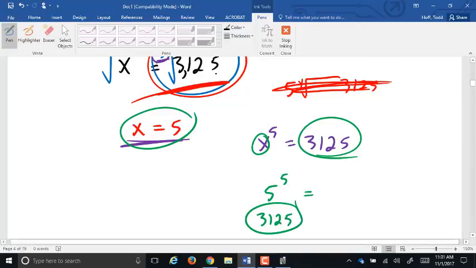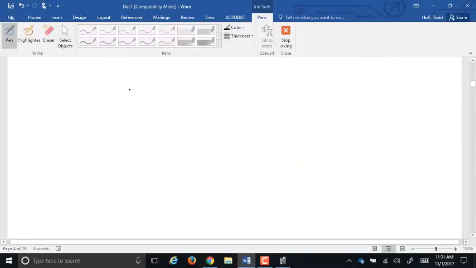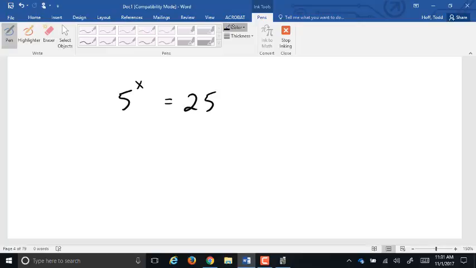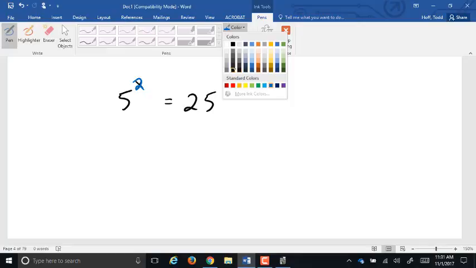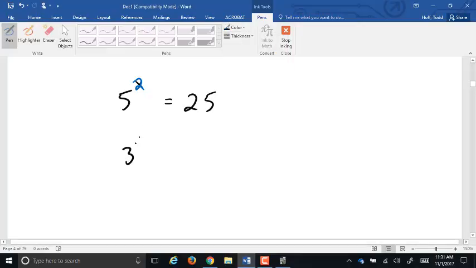So now what we're looking at is what happens if we have 5 to the power of x equals 25. What number has to go in there for x? 2? Yes. 5 to the power of 2 is 25. Very good. The second one is asking 3 to the power of x equals 81. What has to go in there for x?